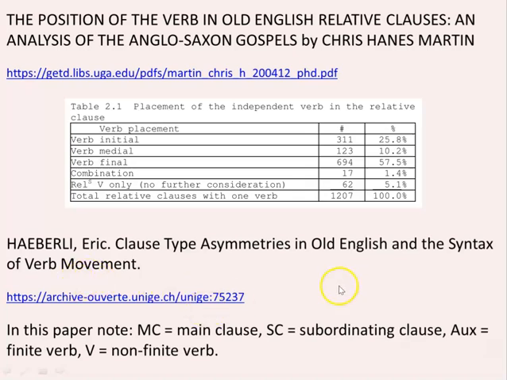Okay, let's go have a look now a bit further than that. Can we take this further? I found another site here, a research paper listed here, and in this paper, MC stands for main clause, SC for subordinating clause, AUX means the finite verb or the conjugated verb, and capital V means the non-finite verb, infinitives and so on. All right, let's have a look.